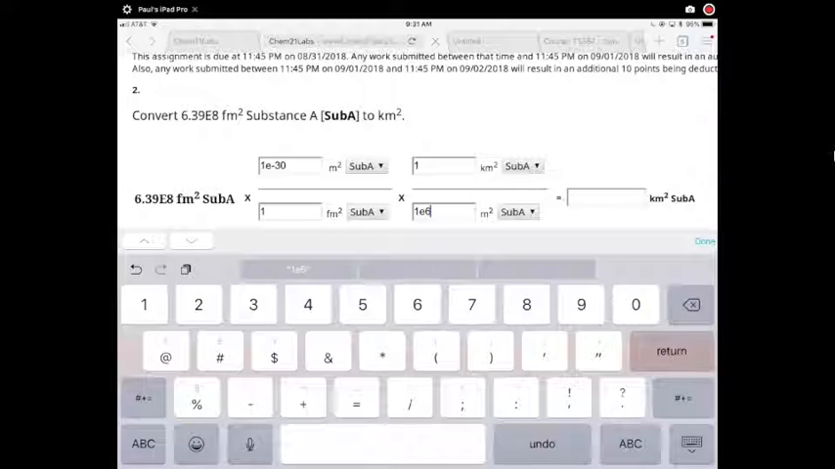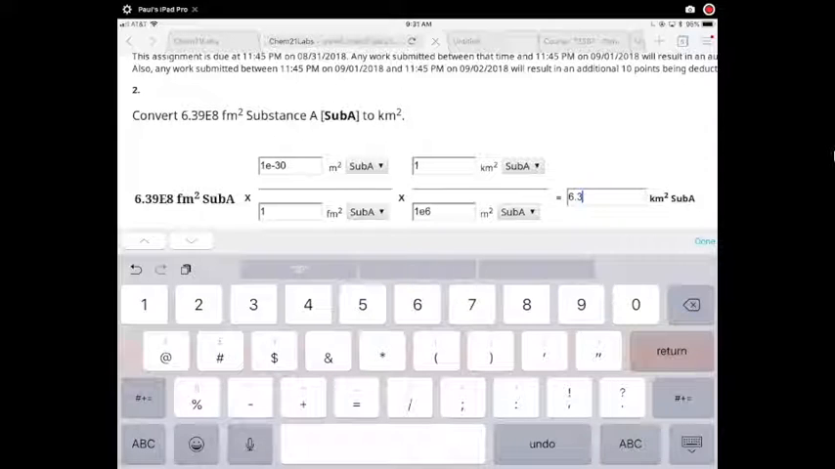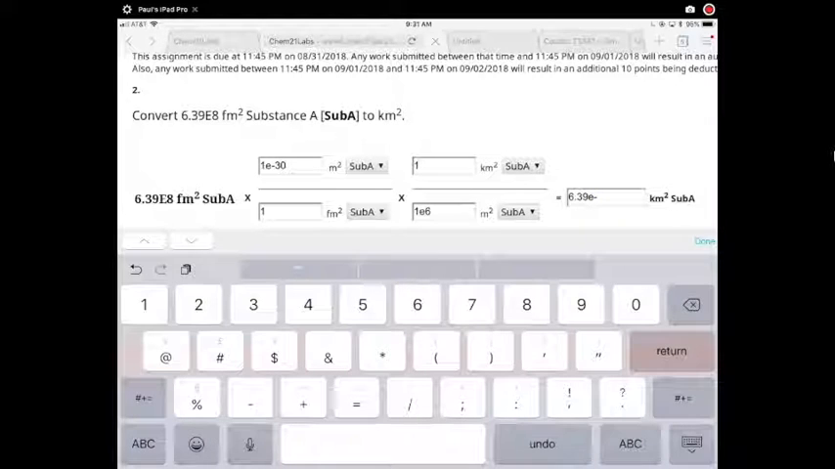All right. Now, someone do some math for me. You don't ever forget this first number, 6.39 e to the 8th. And then do you times or divide? You multiply by 1 e to the negative 30. And then you divide by 1 e to the 6th. Okay, and what do you get? 6.39 e to the negative 28. Anybody agree? Yeah.